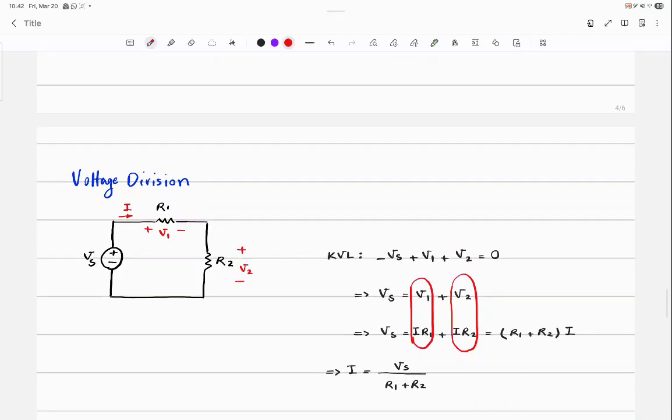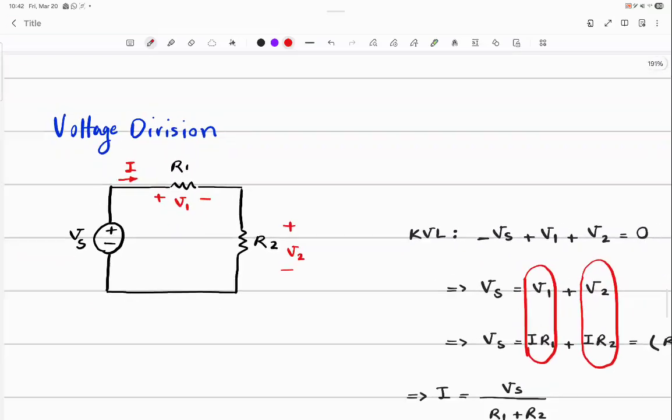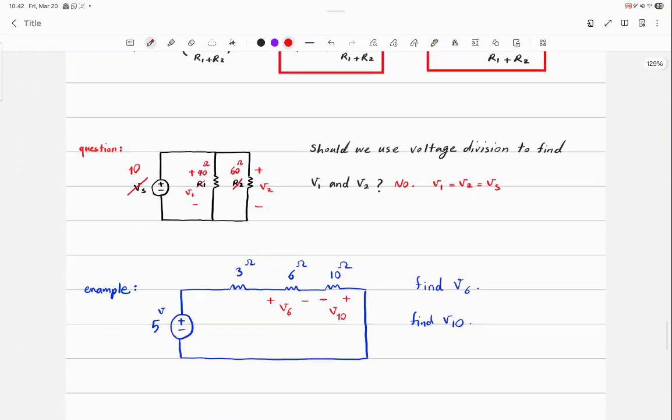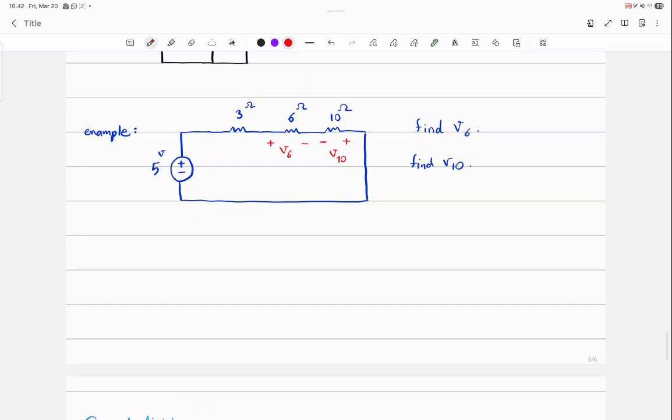One thing that I want you to remember is how we define and set the polarities of Vs, V1, and V2. Pay attention. Remember that V1 and V2 are defined like that. And let's do this example and see if you can handle the polarities well.